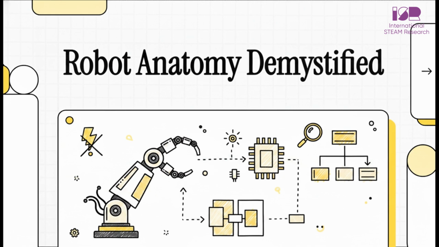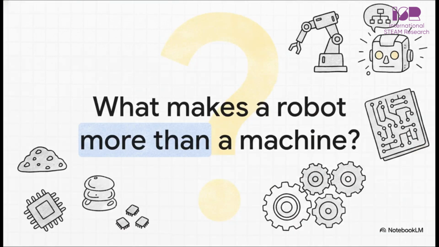Have you ever stopped to wonder what actually transforms a random pile of raw materials, metal, plastic, silicon, into an autonomous entity? Something that can actually make its own decisions? Like, what specifically elevates a standard dumb piece of machinery into a true robot? Well, that is exactly the question we're answering today.